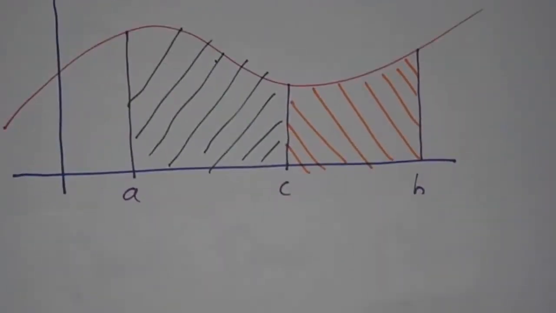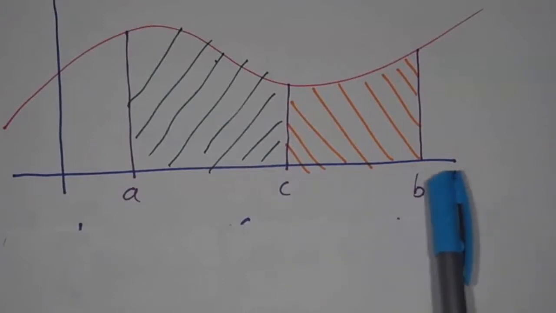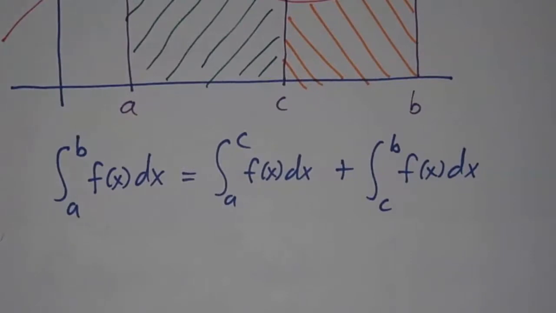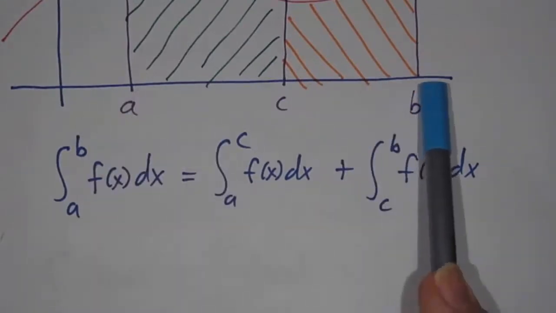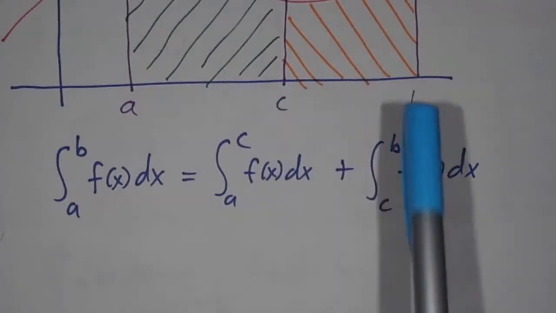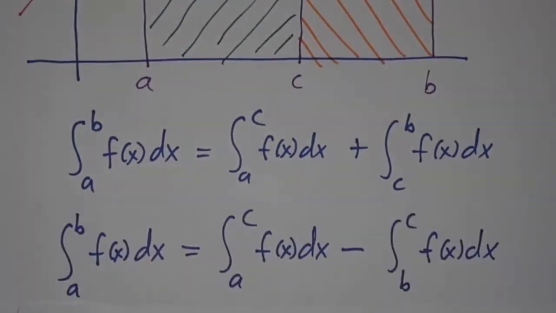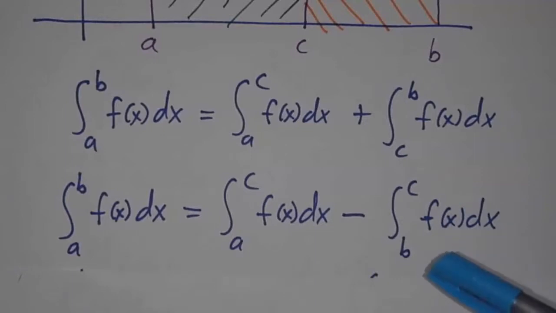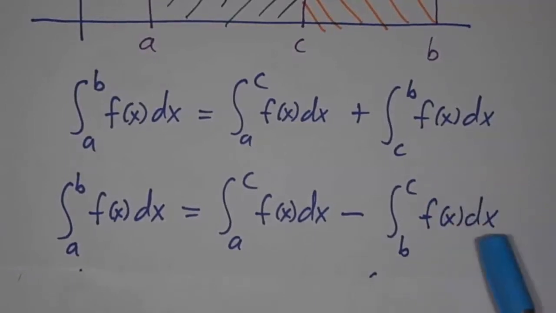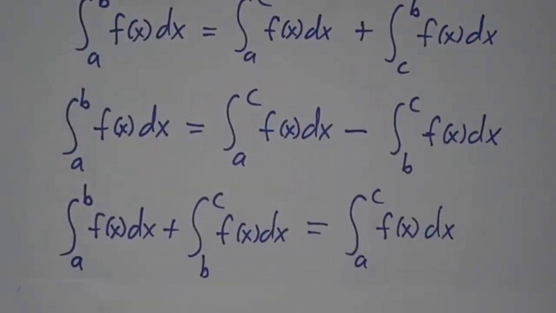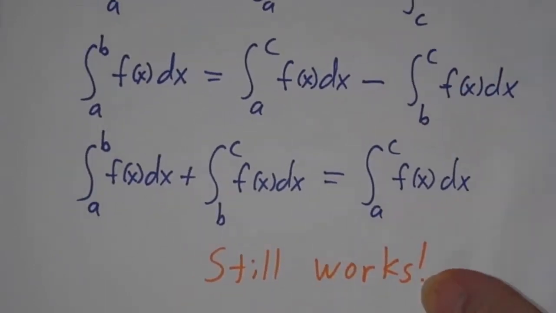If you went from A to C and then B is bigger than C, well then, from the same argument we had before, the integral from A to B is the integral from A to C plus the integral from C to B. But the integral from C to B is minus the integral from B to C. So now you put this on the other side of the equation and you get the integral from A to B plus the integral from B to C is the integral from A to C. So this rule works even if the points are in a funny order.